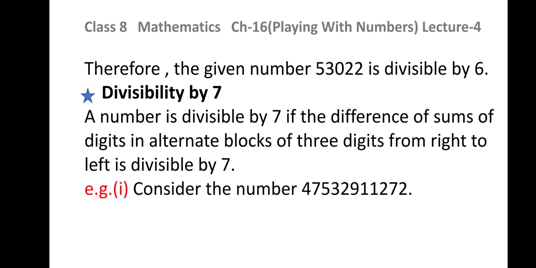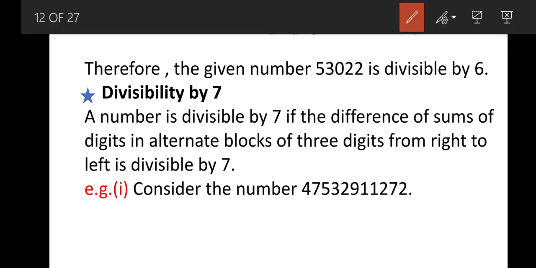Consider this example. Dear children, you are supposed to make the blocks of 3 digits starting from right to left. I am underlining the digits of the alternate blocks of 3 digits, starting from right to left. It will be 272. This is the first block. Leave this 911. Then what will be the next block? It will be 532. And then 47. The underlined ones will be under one block.